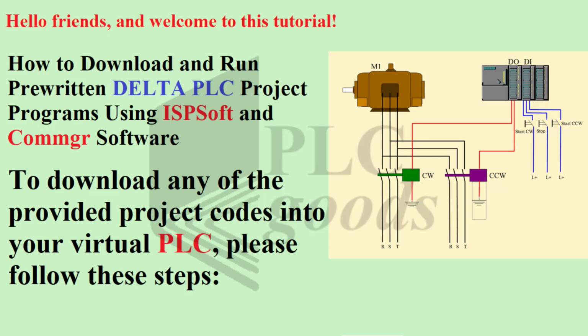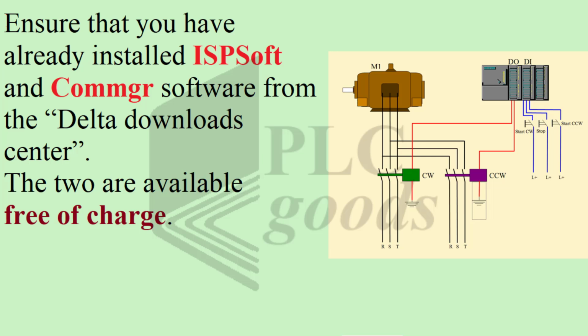How to download and run pre-written Delta PLC project programs using ISPSoft and CommGR software. To download any of the provided project codes into your virtual PLC, please follow these steps. Ensure that you have already installed ISPSoft and CommGR software from the Delta Download Center. The two are available free of charge.